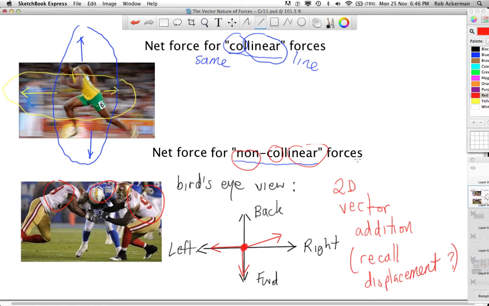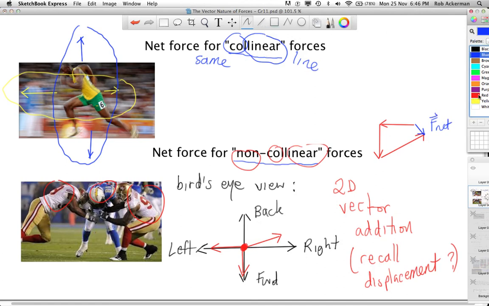You would take the first force, and you would add tip to tail this force, and then you would take this force, which looks like it's kind of going that way, and your net force would go from the very beginning to the very end. This is what we would call F net when adding non-collinear forces.